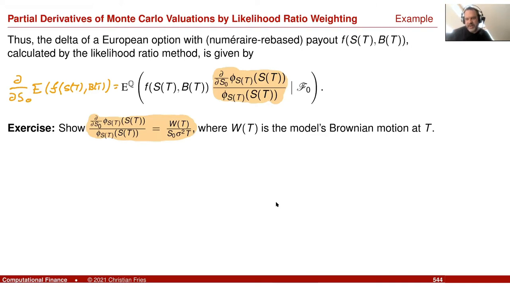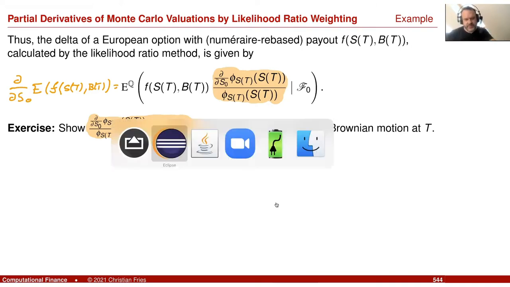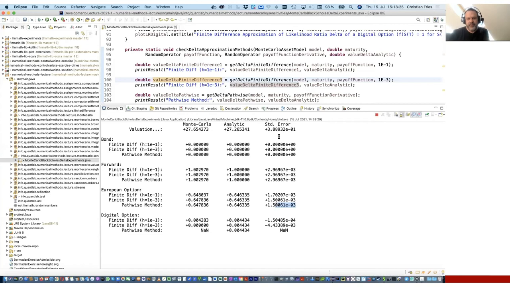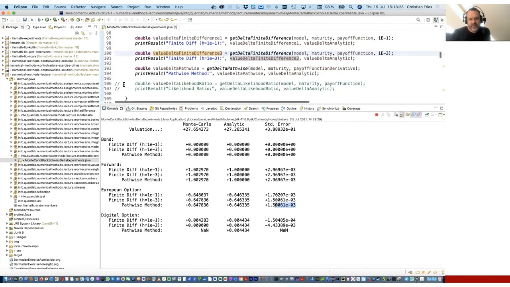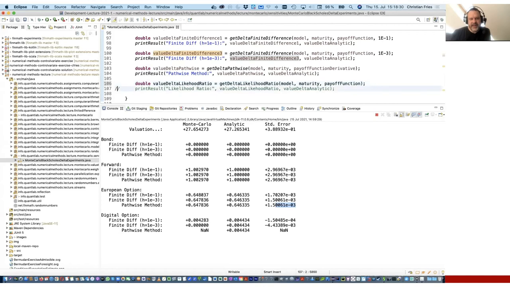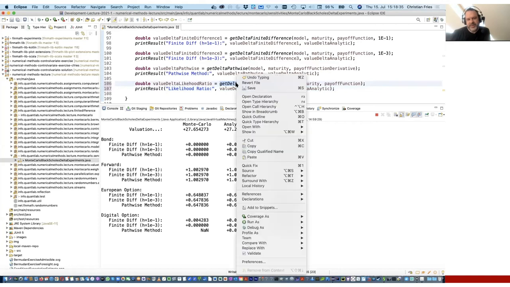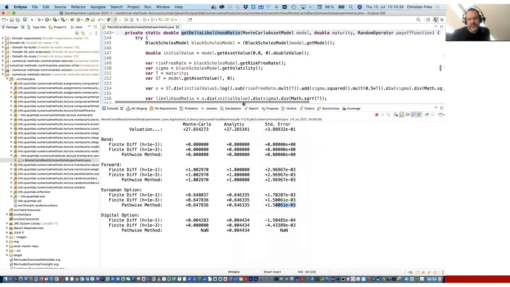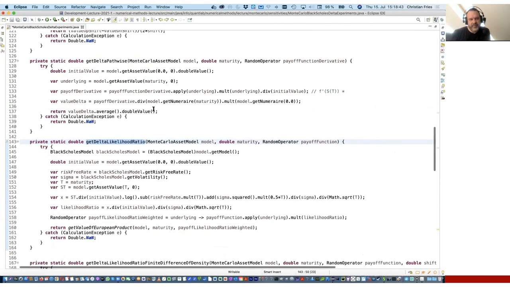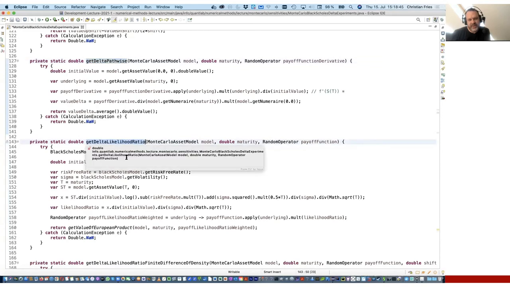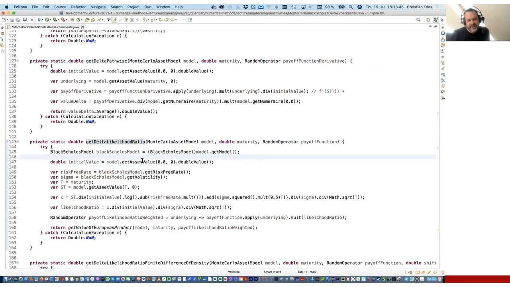Let's have a look at the implementation. You see here, I also calculate a delta with the likelihood ratio method. If you look, the implementation is just below, after the pathwise method, now here is the likelihood ratio method. And it doesn't look so complicated. I have here the weight. So this is my weight.